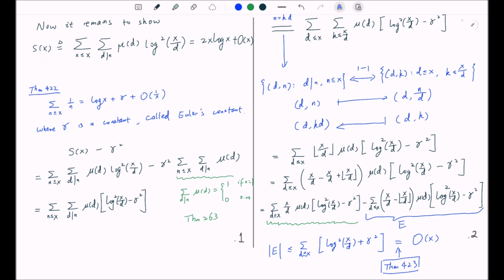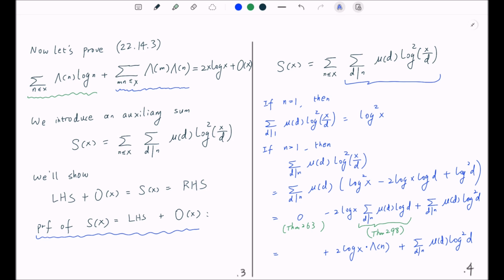And this finishes the proof of the second part, that S of x is equal to the right-hand side of the Selberg's asymptotic formula. And we are done with the proof of the Selberg's asymptotic formula.